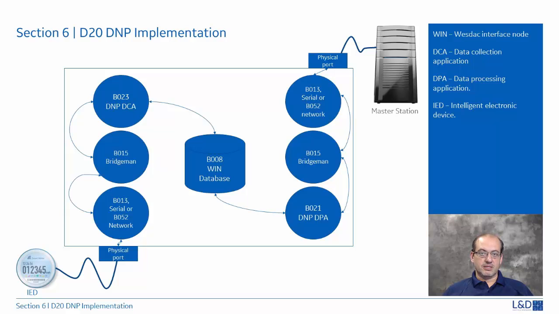Other applications can pick up the DNP protocol information from the WIN database or the B008 application or database that basically stores all of this information. So the information can be transferred either to a DNP master via the DNP application B021, or if there is a different master that is talking a different protocol, it can be transferred to that master also, as long as the data processing application that's servicing the other master is enabled and picks up the information from the WIN database.